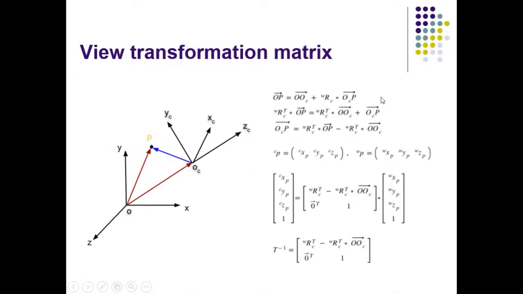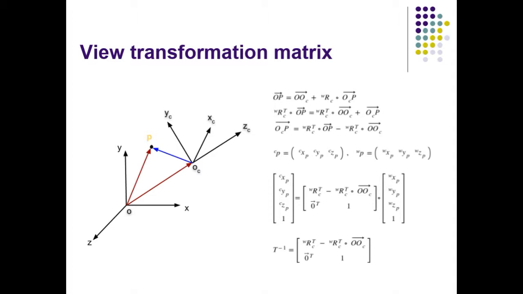Now, if we multiply both members of the first relation using the rotation matrix that expresses the orientation of the camera frame with respect to the world frame, we have this second mathematical relation. Now, from this second mathematical relation, we can isolate the OCP vector, obtaining the third mathematical relation.